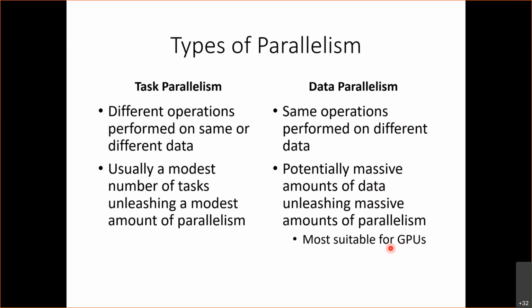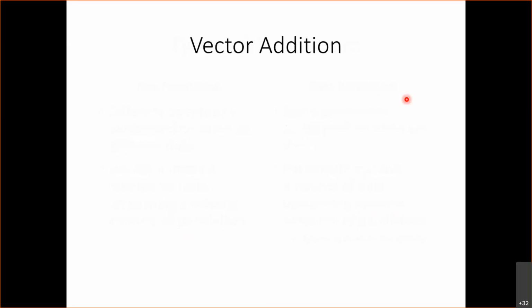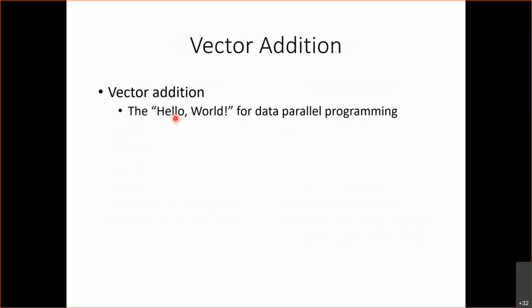That's not to say that we don't run applications with high amounts of task parallelism on the GPUs. We could. It's just that data parallelism is the more natural fit for running on a GPU. Now, to show you an example of data parallelism and how we can capture that on a GPU, I'm going to start with a simple computation, which is vector addition. So you can think of vector addition as the hello world of data parallel programming.